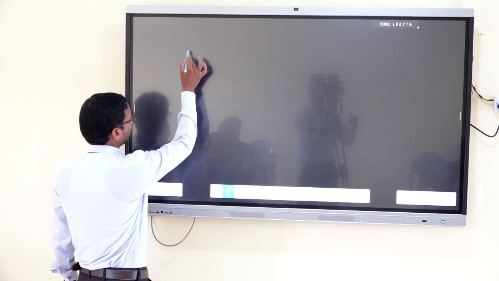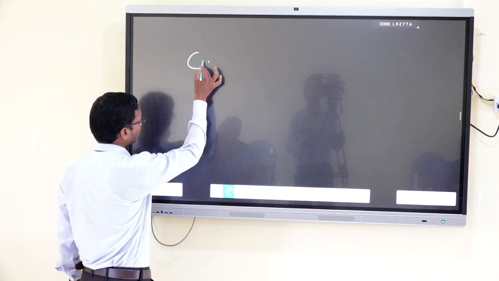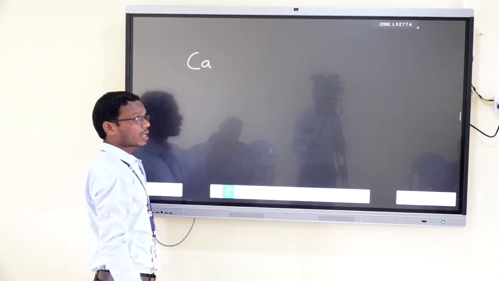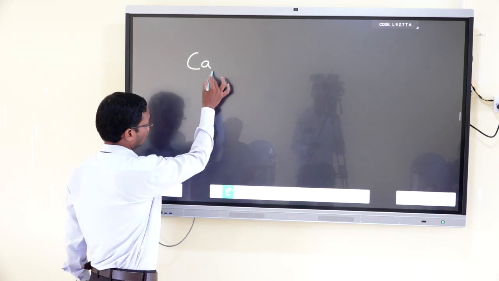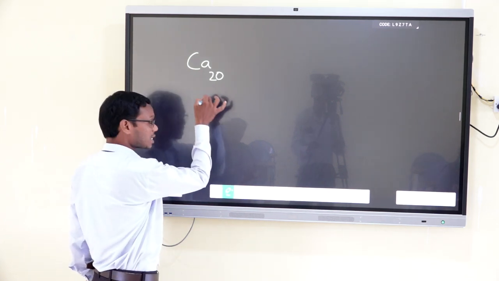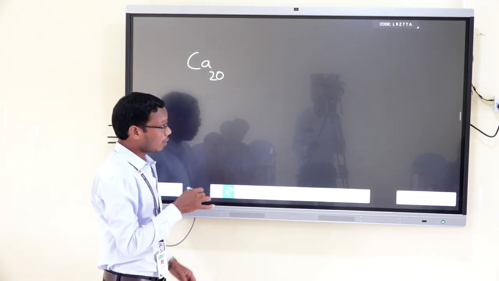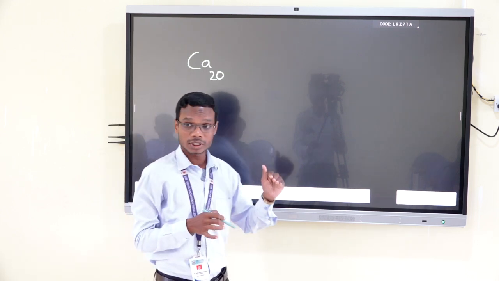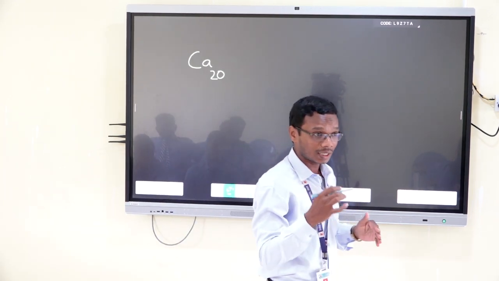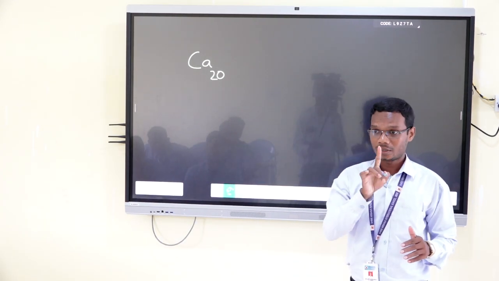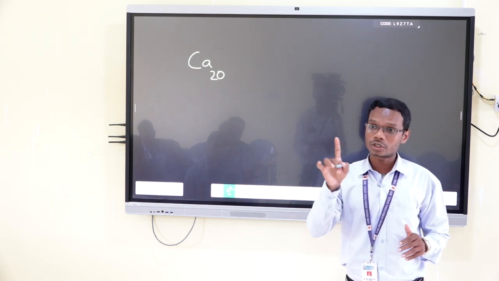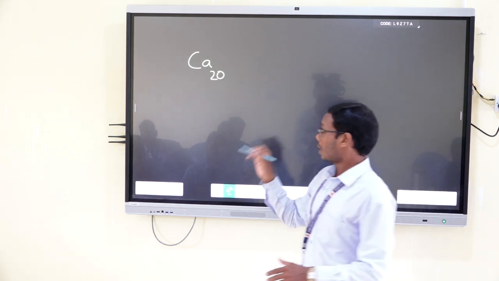Suppose electronic configuration of calcium. What is the atomic number of calcium? 20. That means calcium has 20 electrons. Now electronic configuration means we have to arrange the 20 electrons in the subshells. What are the subshells? 1s, 2s, 2p in that order. Now arrange.